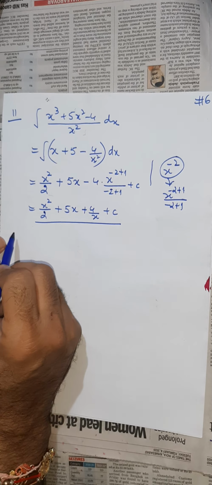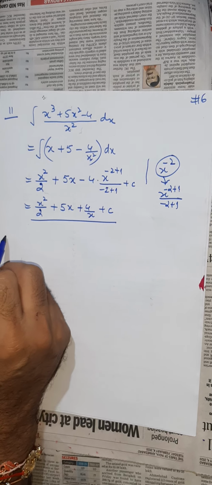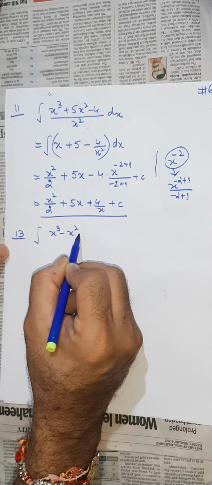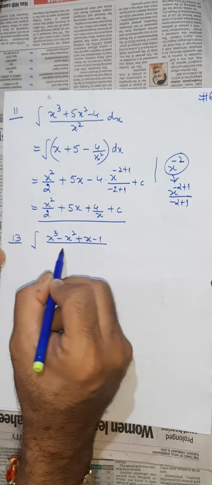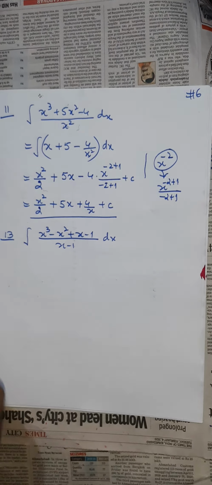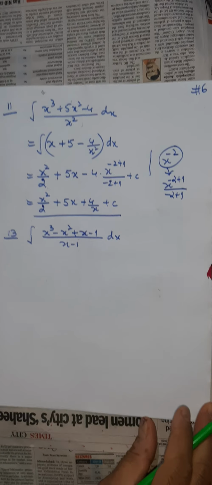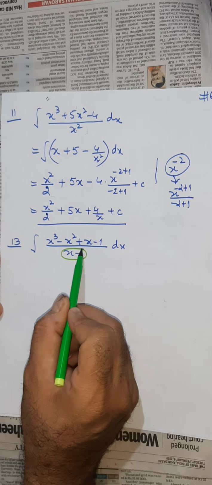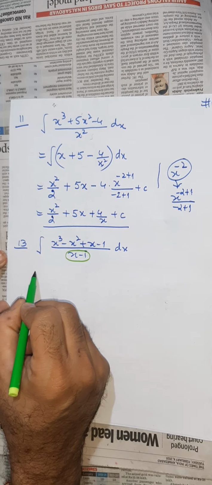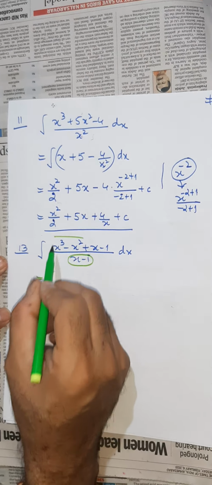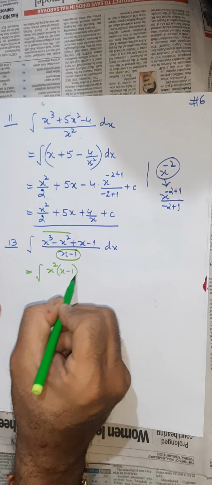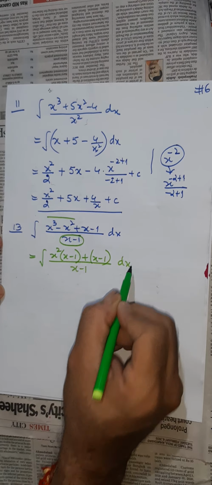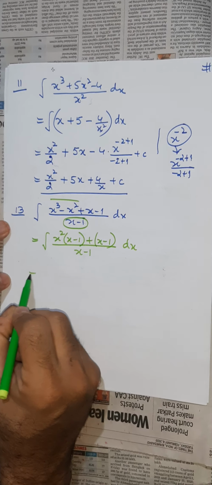Question number 12, same way you do individual division. Question number 13 here, (x³ minus x² plus x minus 1) upon (x minus 1) dx. So here again division of two functions. We don't have a division rule, that means this should get cancelled with the numerator. So what we do, we just factorize. You can see that here x² common, so (x minus 1) here plus (x minus 1) as it is upon (x minus 1). We are just simplifying the function. This is not integration, remember.